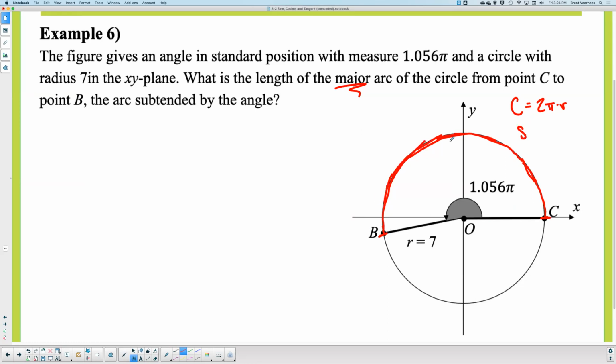So the formula here would be S, where this is S, equals the angle times r, as long as you're in radians. Again, radians go with circles. So that's the formula we're going to be using here to solve. It would be just theta times r. In this case, the values they give us are the angle, that's our theta, and this is the r. We don't know arc length, so we'll do 1.056 pi times 7, and this will be in inches.